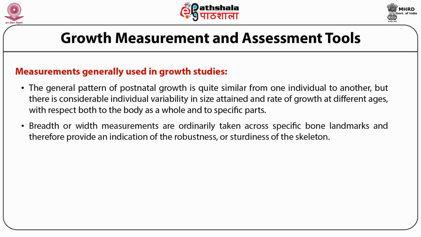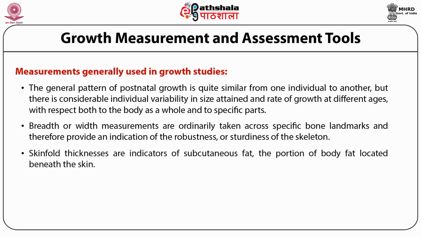Breadth or width measurements are ordinarily taken across specific bone landmarks and therefore provide an indication of the robustness or sturdiness of the skeleton. The commonly used skeletal breadths are biacromial breadth and bicondylar breadth. Limb circumferences are occasionally used as indicators of relative muscularity.